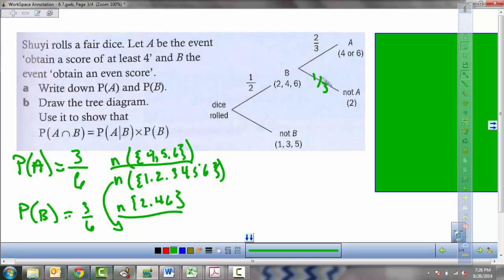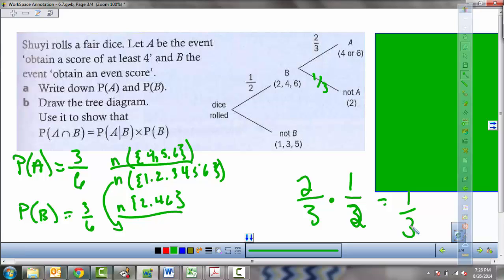So use this to show that A and B occurring together. Probability of A given B, so A given B would be 2/3 times 1/2, and that equals 1/3 as our final probability.